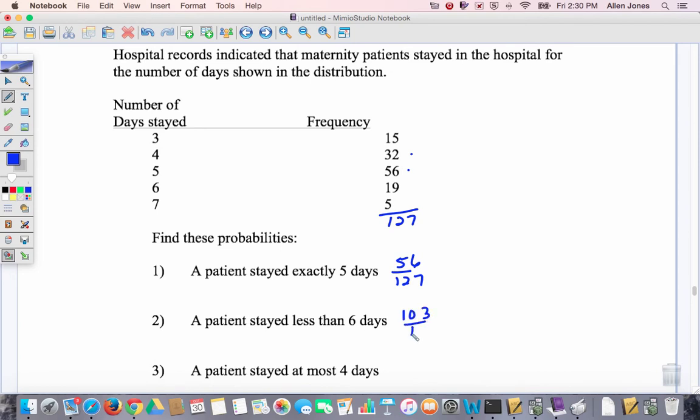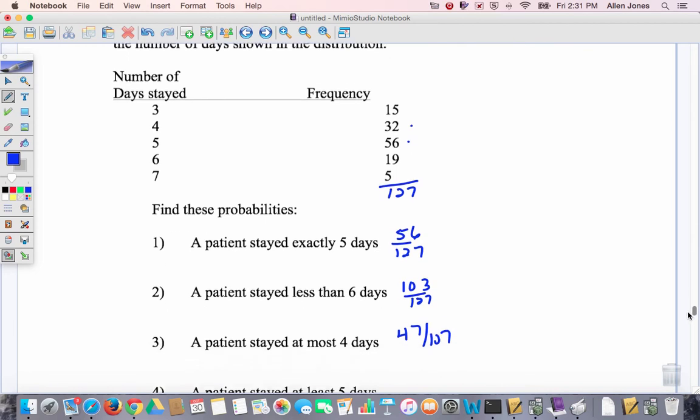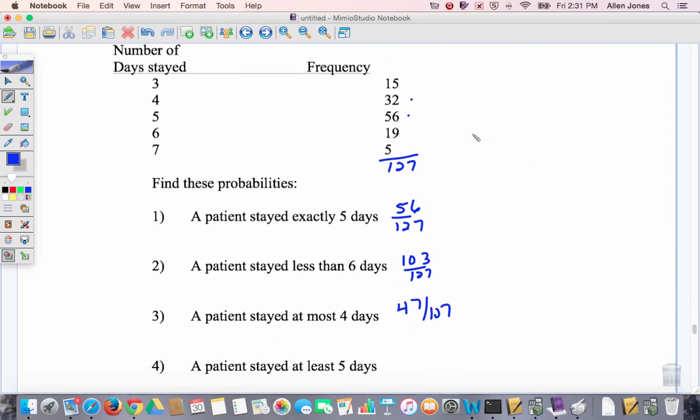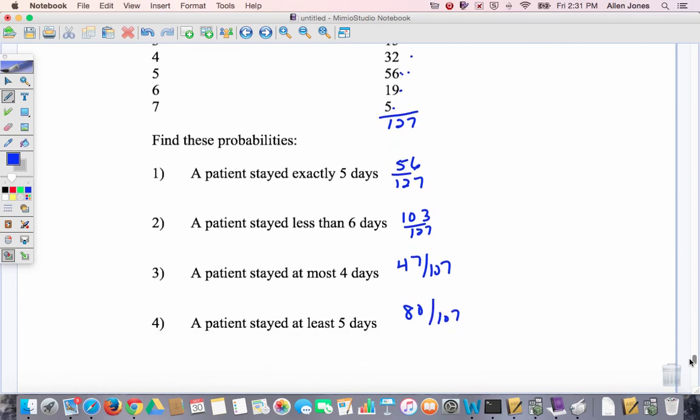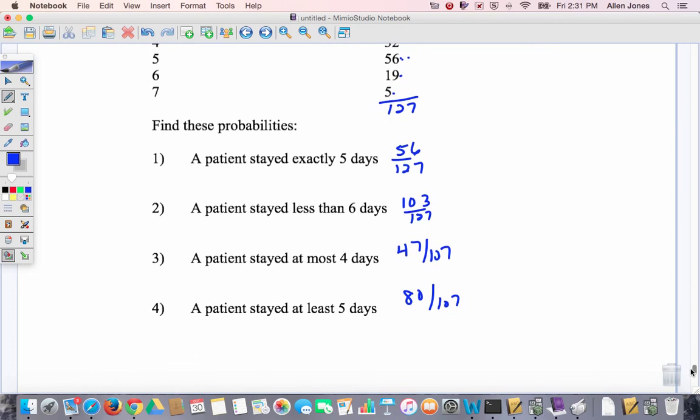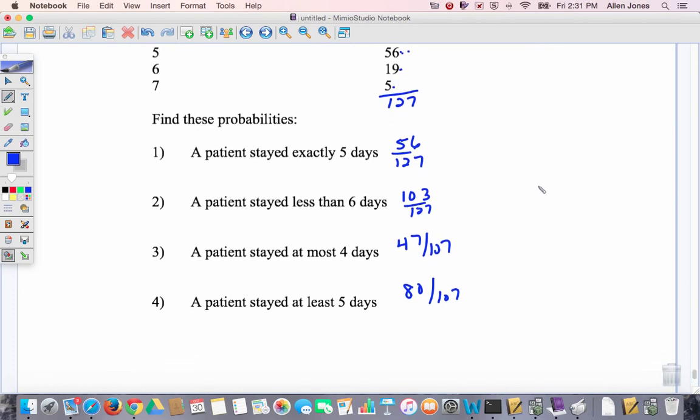Less than 6 days: days that are less than 6 are 5, 4, and 3, so we add those together, and it looks like we get 103 out of 127. That's 56 plus 32 plus 15. Stayed at most 4 days: at most 4 is 3 and 4, so 15 and 32 is 47 out of 127. A patient stayed at least 5 days: at least 5 would be 5, 6, and 7, so 56, 19, and 5. That would get us 80 out of 127.